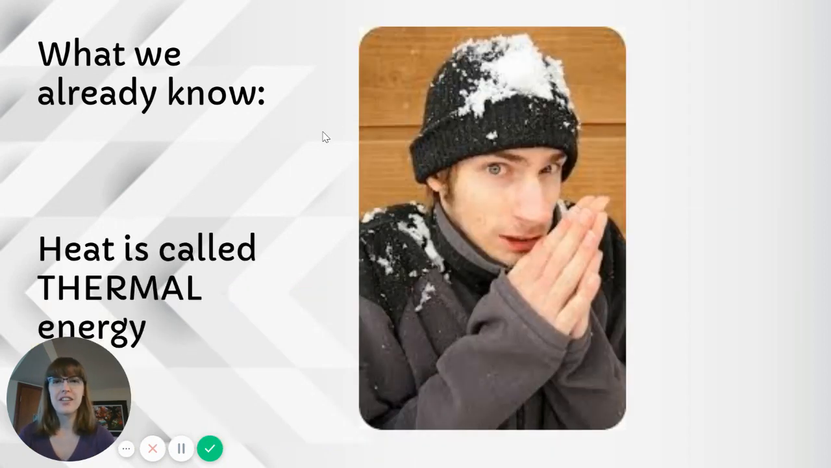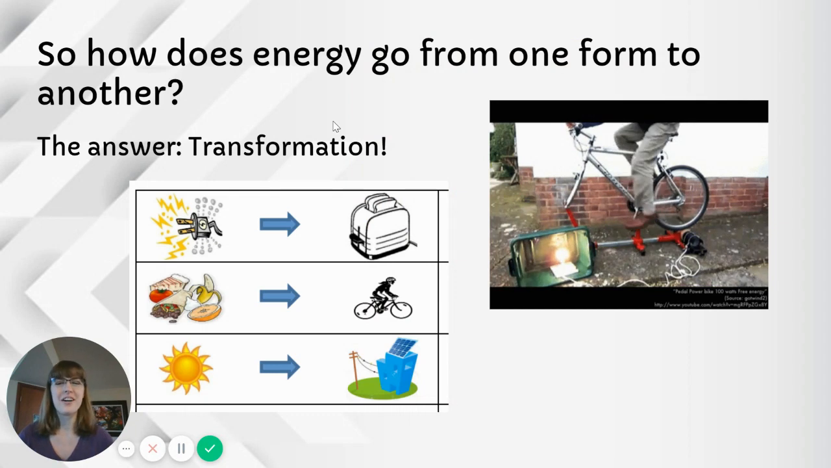We also know that when objects rub together, they get warm. So when you rub your hands together, eventually they'll heat up. That heat is called thermal energy and is the third type of energy that we're going to focus on. In this week's experiments, we're going to look at how does energy go from one type to the other. That's called transformation of energy.